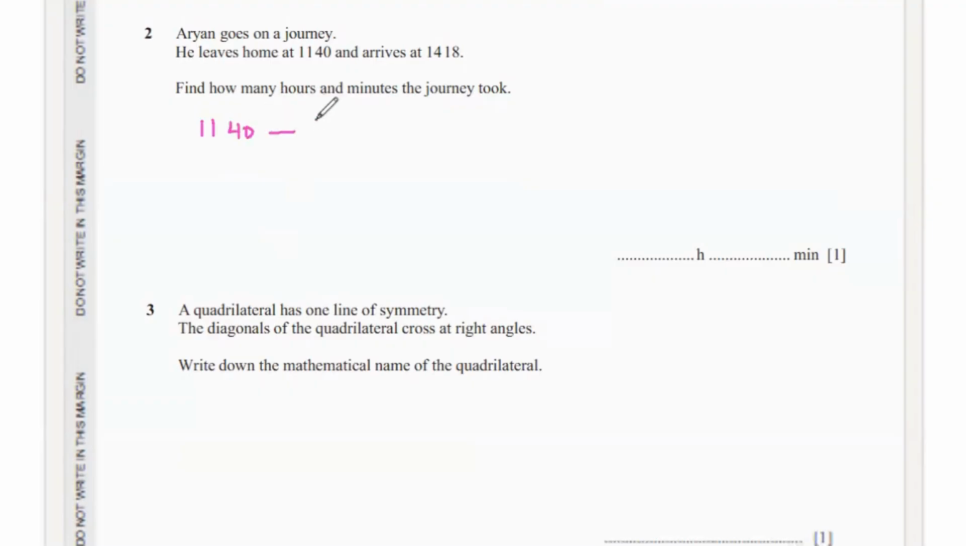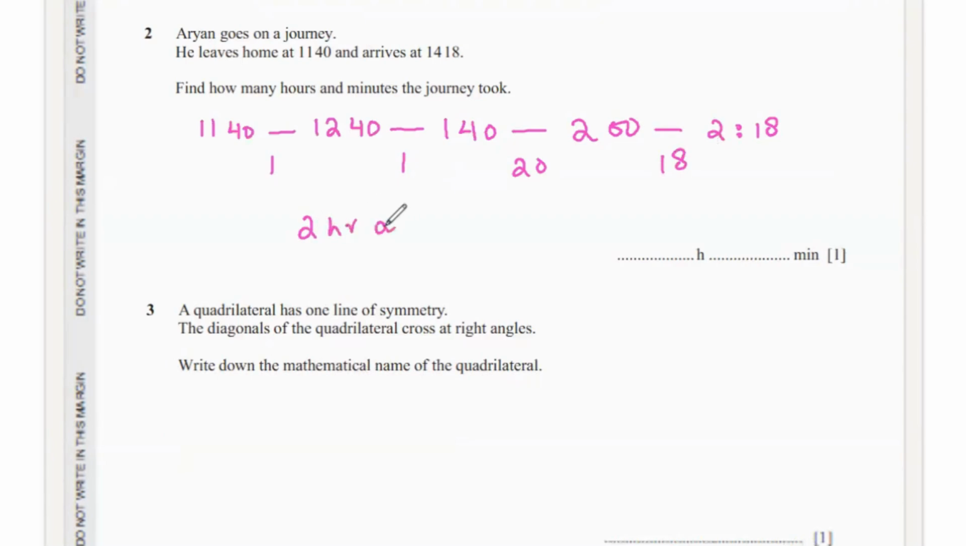11:40 to 12:40 is 1 hour. Then 12:40 to 1:40 is 1 more hour. And then to 2, this is 1 hour, then 20 minutes. And then to 2:18, that is 18 minutes. So that's 2 hours and 38 minutes.